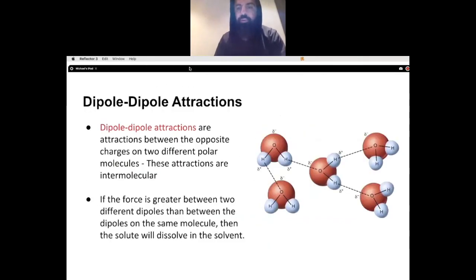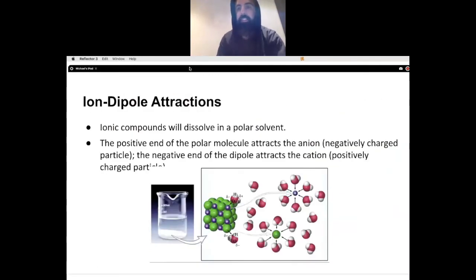So dipole attractions. This is what holds water together. If the force is greater between two different dipoles than between the dipoles of the same molecules, then the solute will, in fact, dissolve in the solvent. Because let's face it, if the attraction between the molecules of a solvent is very strong, remember that it requires energy to break them apart. So not necessarily will that always happen.